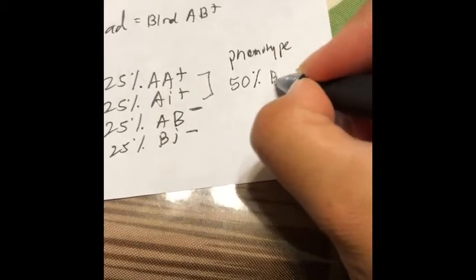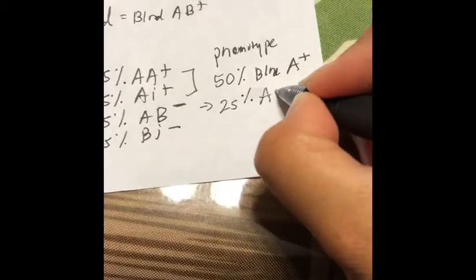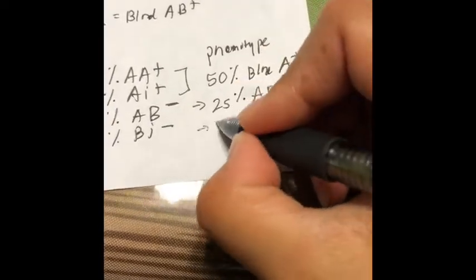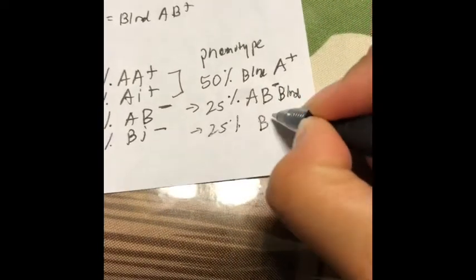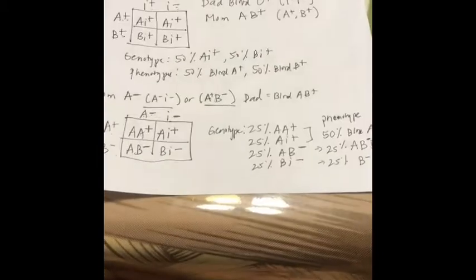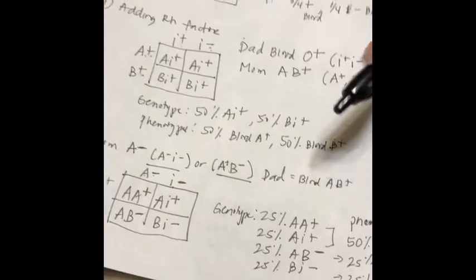Since these two are the same, 50% of them are going to be blood type A positive. But this one is different. 25% would be A blood negative, and this one is 25% B negative blood. Okay, so that's how you do the Punnett squares. Okay, the last thing I want to go over is what happens when they ask you to find the baby daddy. So these are now problems number 3.